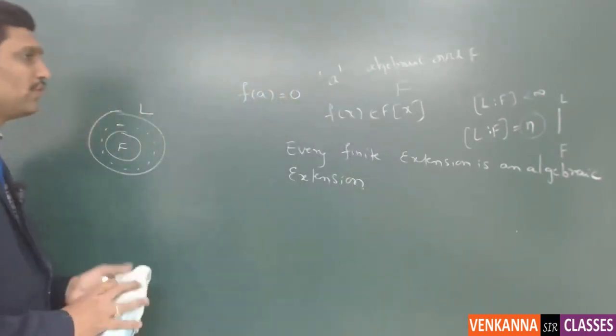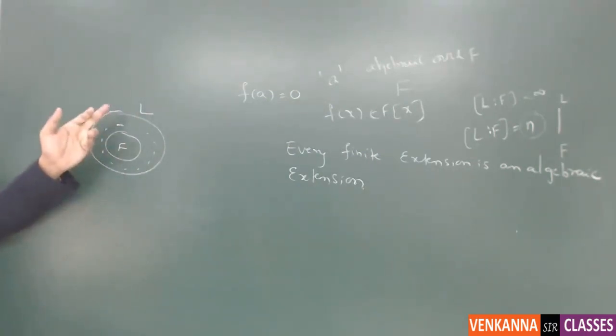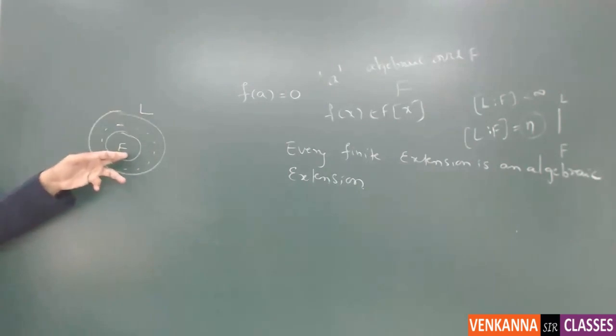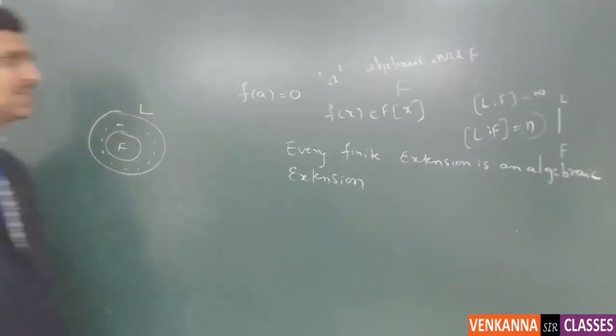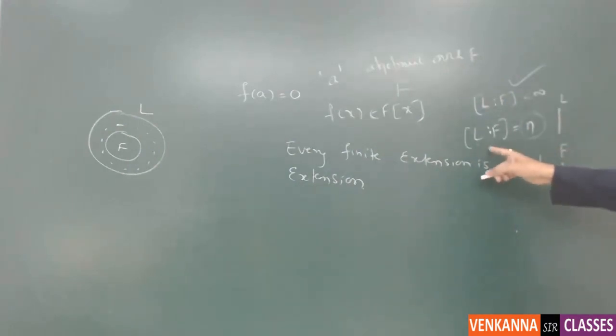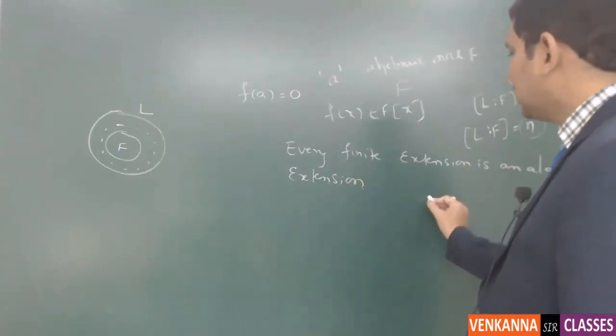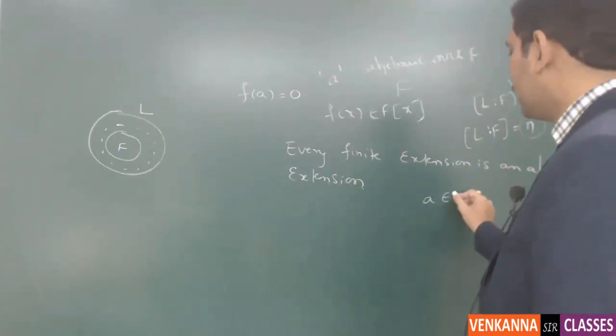So for the proof of it, let us take the same example. F is a subfield of L, so L is an extension of F, and let us take that L over F is finite and [L:F] is equal to n. Now to prove the algebraic nature, let us take that A is an element belonging to L.